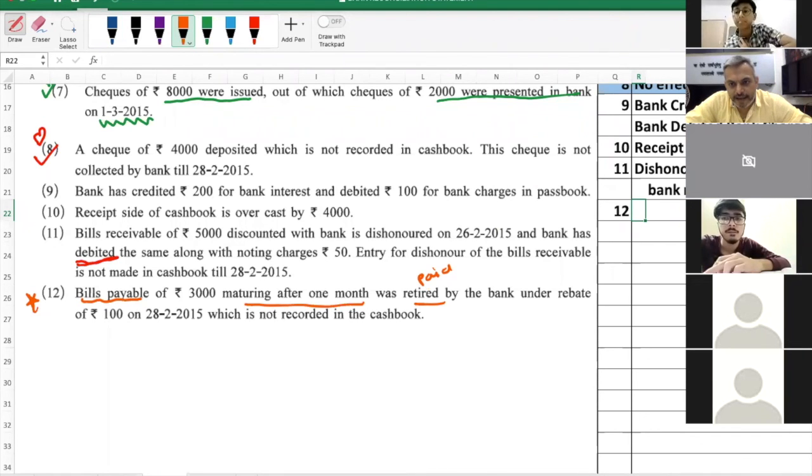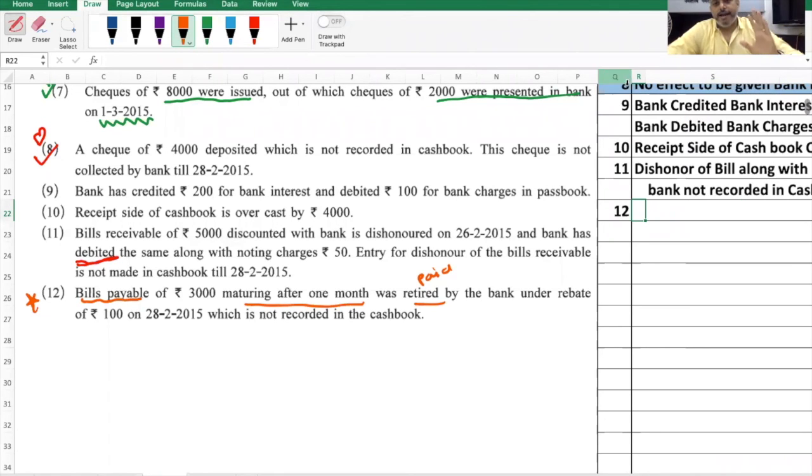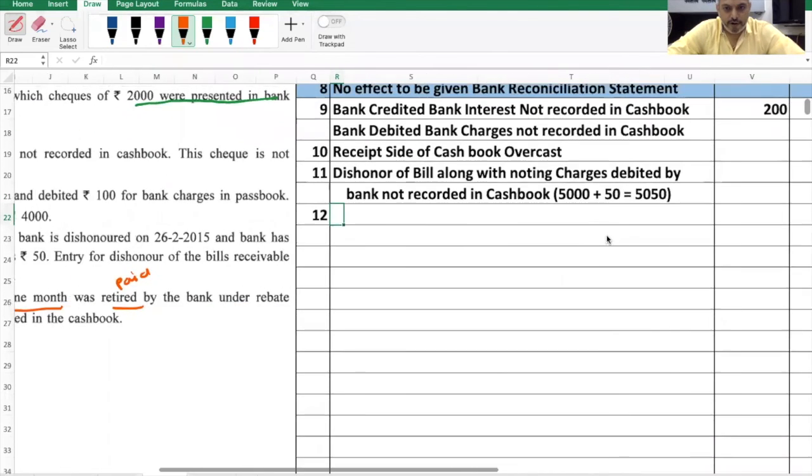सबको पता चला? Yes, sir. मुझे pay करना था एक महीने बाद, तो मैं उसको बोलता हूँ मैं अभी का अभी bank से पैसा दे दूंगा तुम्हें, तो कितना discount दोगे? तो यहाँ पे bank paid 1 month in advance, so we get a rebate of 100. So now bank will pay only 2,900. So please record this.